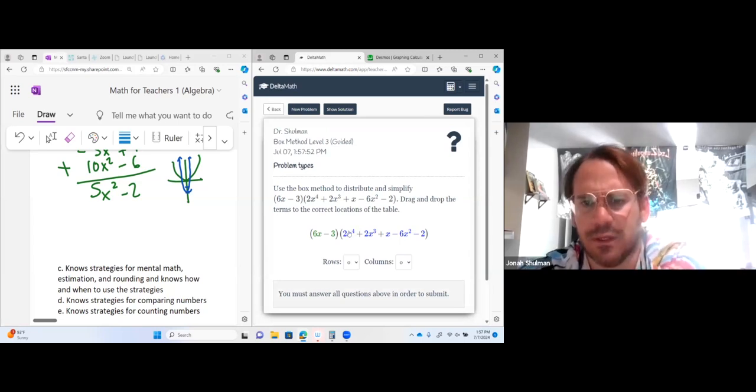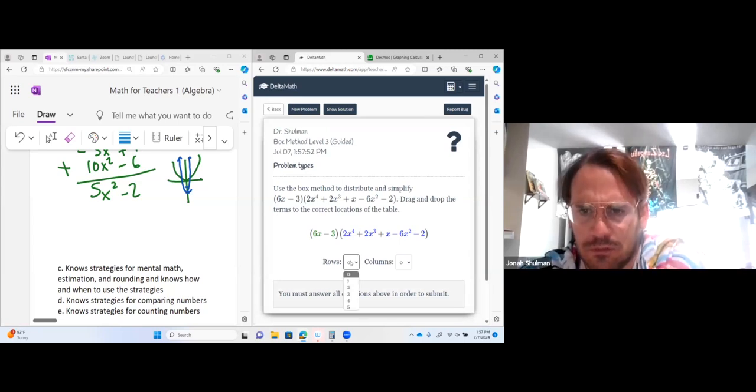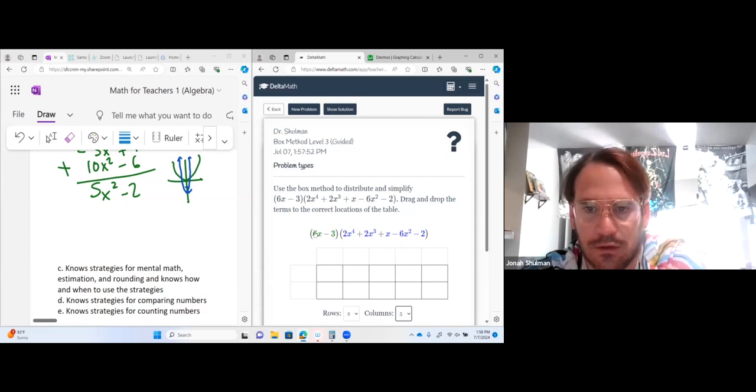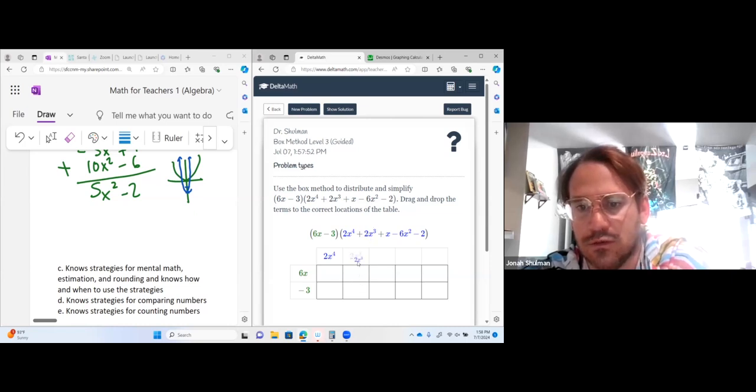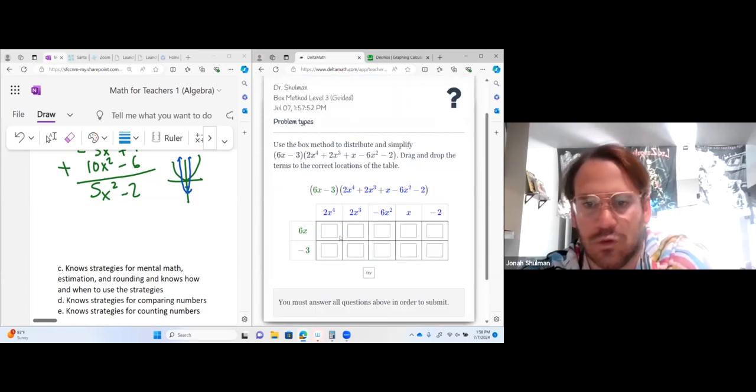So use the box method to distribute. We need, I believe, 2 rows and 1, 2, 3, 4, 5 columns. Insane. Okay. Let's go with the dragging. I'm gonna put this in order. I don't like that it wasn't in order, so I'm gonna order it. Cool.